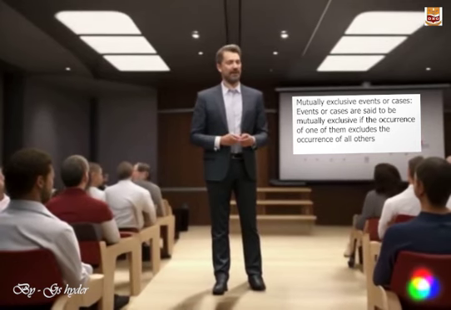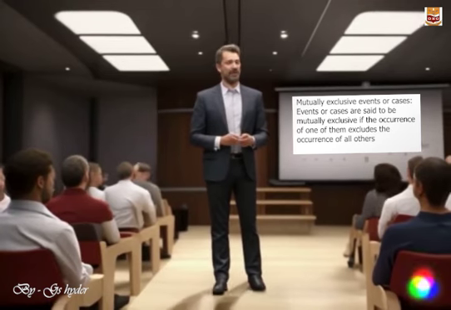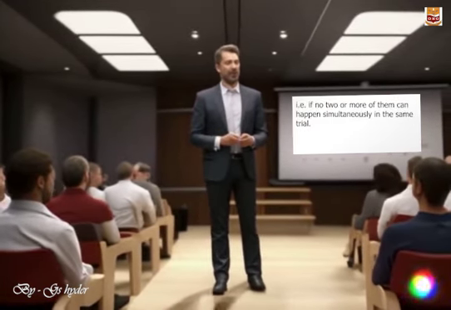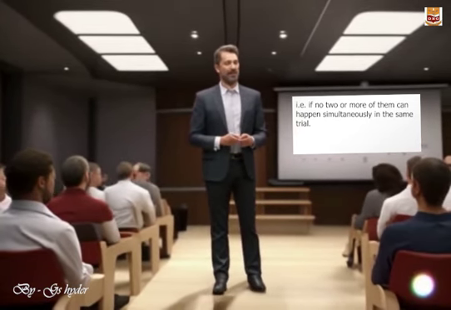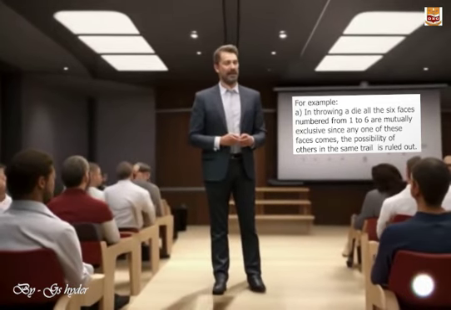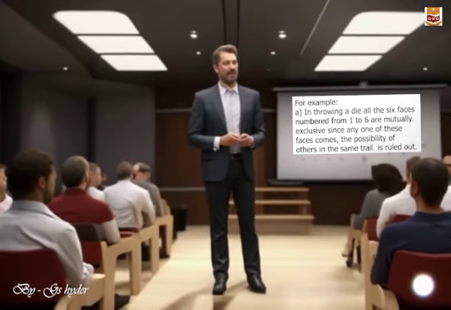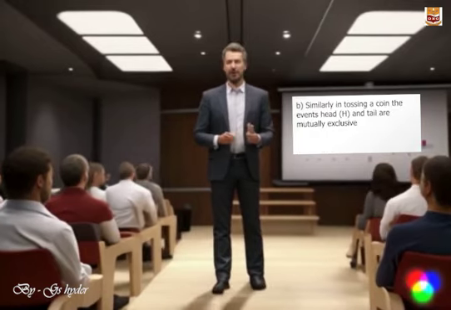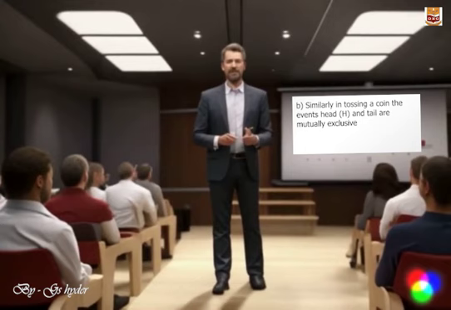Mutually exclusive events or cases. Events or cases are said to be mutually exclusive if the occurrence of one of them excludes the occurrence of all others, that is, if no 2 or more of them can happen simultaneously in the same trial. For example, in throwing a die, all the 6 faces numbered from 1 to 6 are mutually exclusive since any one of these faces comes, the possibility of others in the same trial is ruled out. Similarly, in tossing a coin, the events head and tail are mutually exclusive.